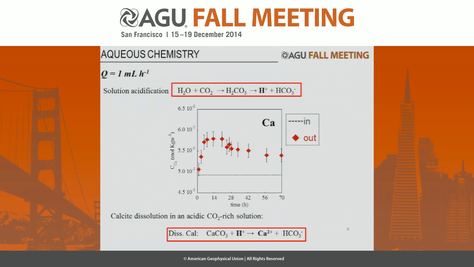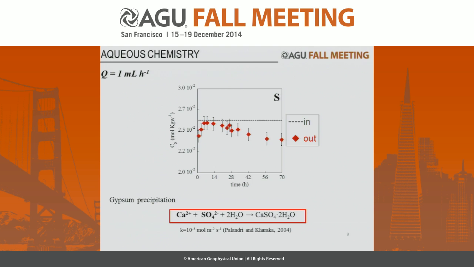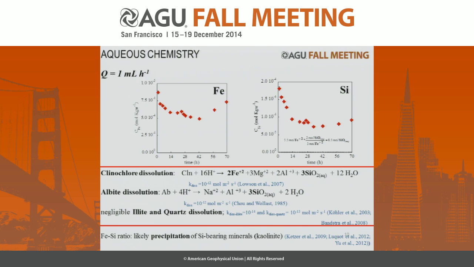When we mix the CO₂ with the solution, it leads to solution acidification. When we plot the variation in calcium concentration with respect to time, we can see that the output concentration is greater than the input concentration, which is attributed to calcite dissolution. When we plot the variation in sulfur concentration with respect to time, we can see that the deficit in the output concentration comes from gypsum precipitation. And when we plot the variation of iron and silicon concentration with time, the excess of iron is attributed to clinochlore dissolution, and the excess of silicon concentration is attributed to albite and clinochlore dissolution.